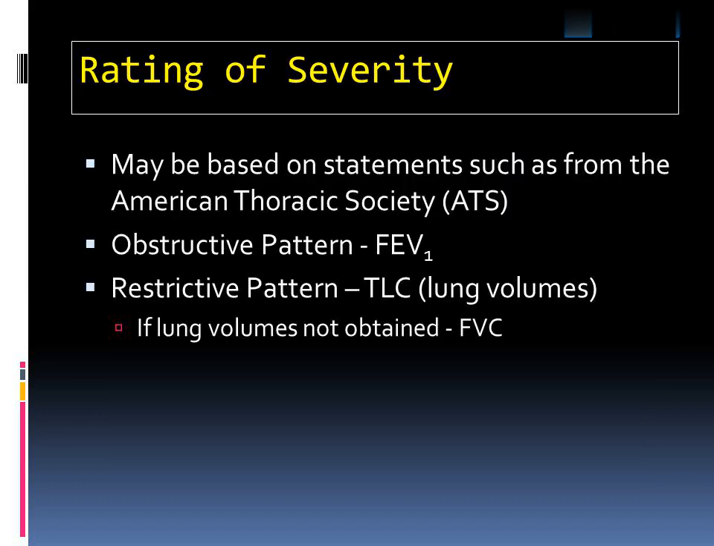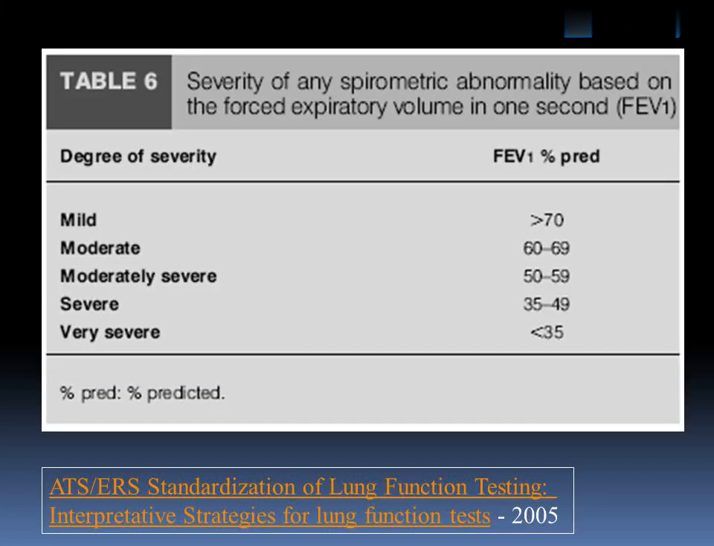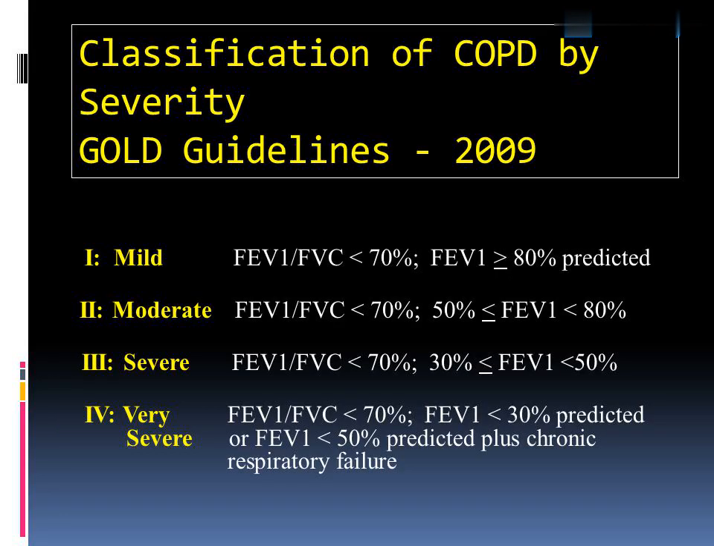Rating of severity may be based on statements such as from the American Thoracic Society, ATS. Obstructive pattern: FEV1. Restrictive pattern: TLC, lung volumes. If lung volumes are not obtained, FVC. ATS/ERS standardization of lung function testing. Interpretative strategies for lung function tests, 2005. Classification of COPD by severity, GOLD Guidelines, 2009.